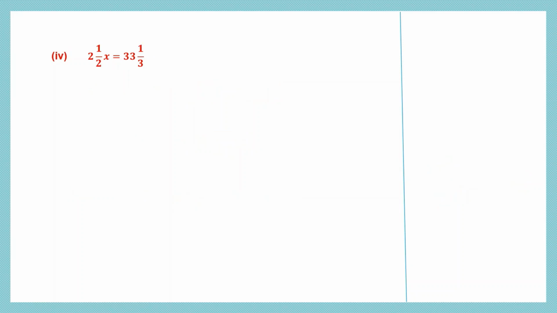Question 4. 2 1 by 2 x is equal to 33 1 by 3. So here let's convert this first. 2 2s are 4 plus 1 is 5. So this is 5 by 2 x, means 5 by 2 into x is equal to, let's convert, 33 3s are 99 plus 1 is 100. So that becomes 100 by 3.